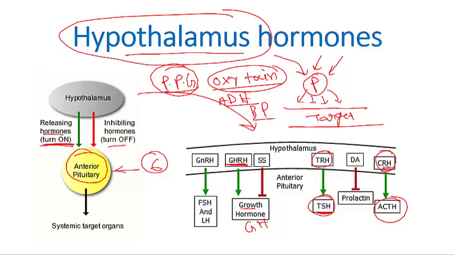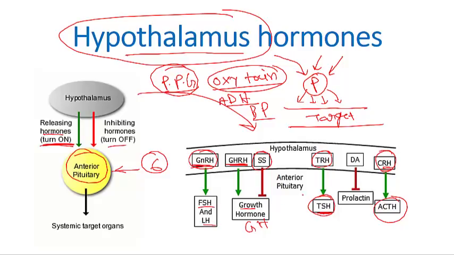Okay, so now if we look at all those releasing hormones we talked about: thyrotropin releasing hormone, TRH, helps the release of TSH from the pituitary. Growth hormone releasing hormone is responsible for the release of GH from the pituitary. Somatostatin is required for inhibiting the secretion of growth hormone by the pituitary. Gonadotropin releasing hormone, GnRH, regulates and influences the pituitary to produce FSH and LH.